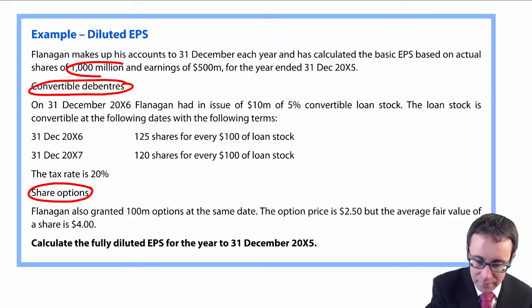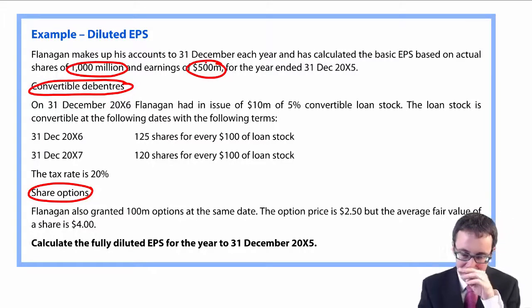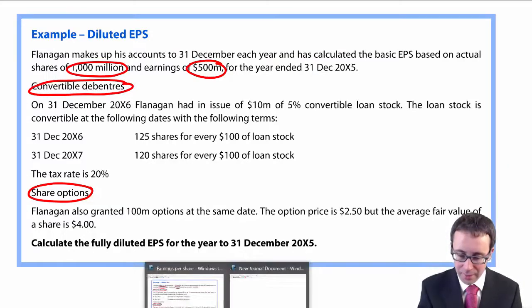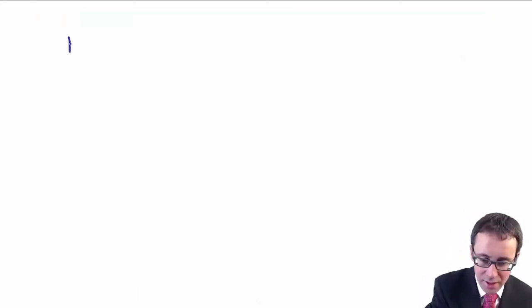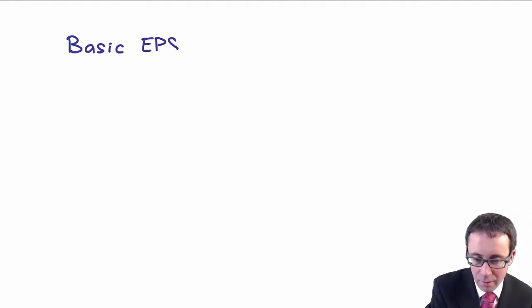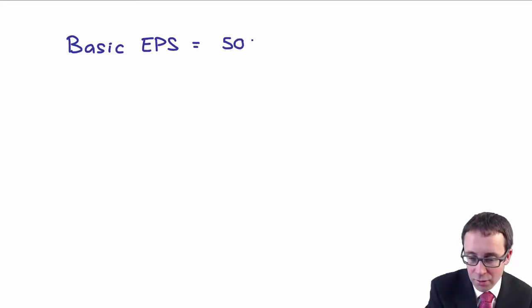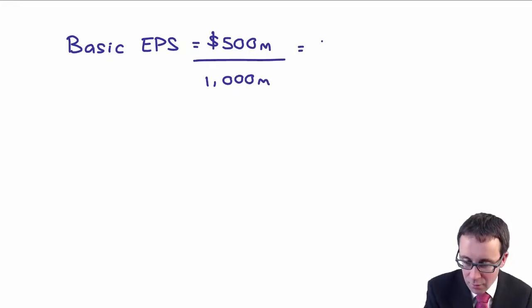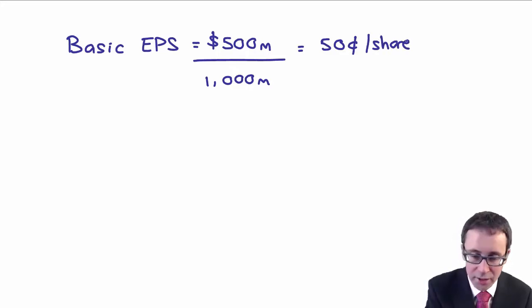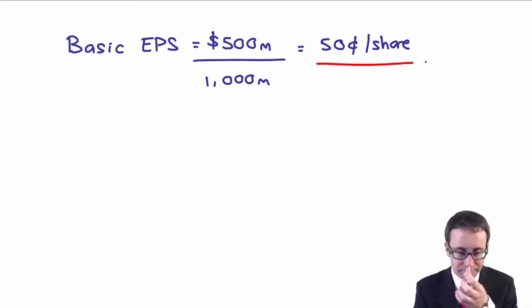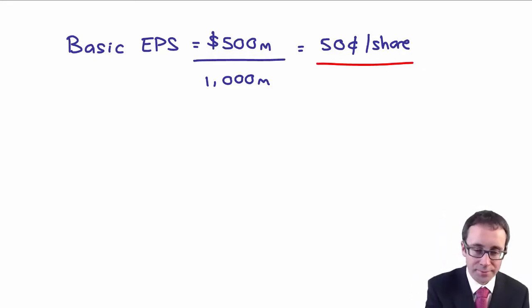So the number of shares is 1,000 million. Earnings are $500 million. If that's the case, then as things stand, my basic EPS is $500 million divided by 1,000 million shares, which works out at 50 cents per share, doesn't it?